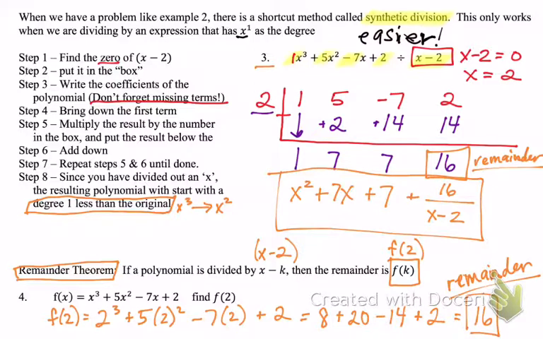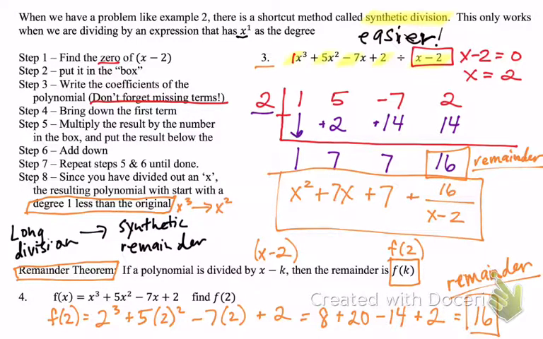So there are 3 different ways that I could have done that. I'm going to write them out. There is long division. Long division will always work. Always. There is synthetic, and there is the remainder theorem. Both of these only work when your divisor degree is equal to 1.